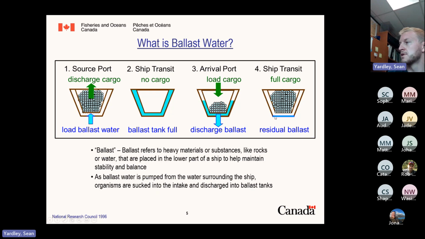So there's always going to be a little bit of sediment and water hanging out in the bottom here that allows organisms to survive and persist from one port to another, where eventually they, or potentially they, could be stirred up and then discharged into another environment.